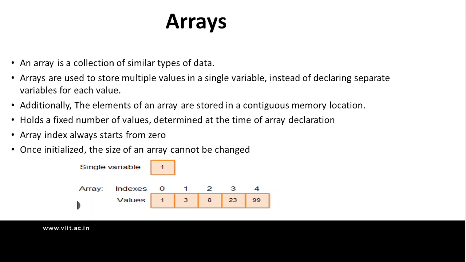A single variable, for example 1, will take a single memory location, but an array has indexes and values. Indexes, for example 0, 1, 2, 3, these are indexes, and the value is at that particular location; any value can be stored. For example, at location 0, 1 is stored, at 1, 3 is stored, and so on.